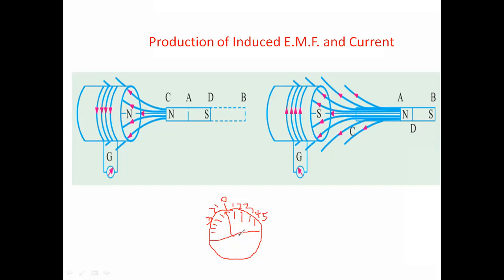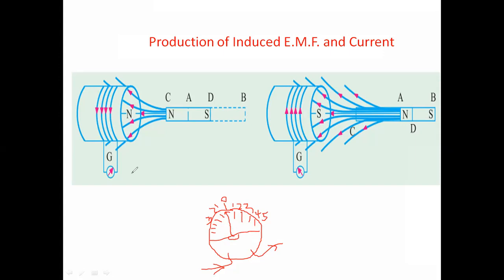When a current is flowing through this galvanometer, the pointer will be deflected. This pointer will indicate how much current is flowing through this wire, and it also indicates the direction of the current.